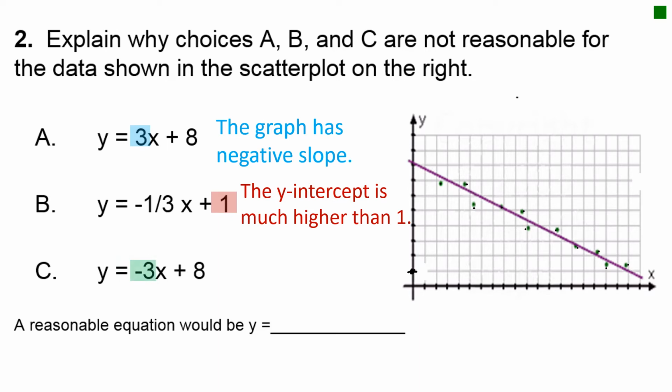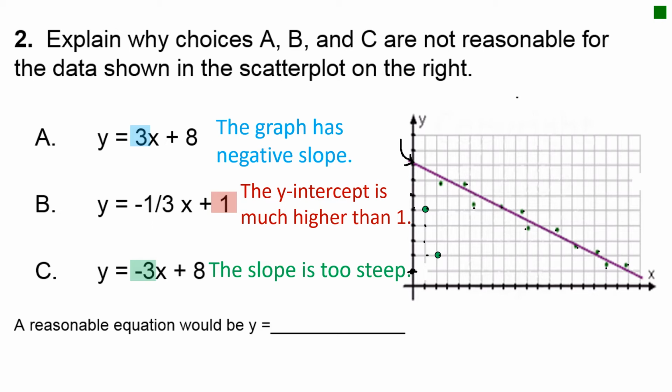And the last one, how come it can't be negative 3? Well, take a look here. Negative 3, the slope is too high. If it was negative 3, we would start at a point on the graph here, and we would go down 3, 1, 2, 3, and over 1. So it's too steep to be that particular equation.